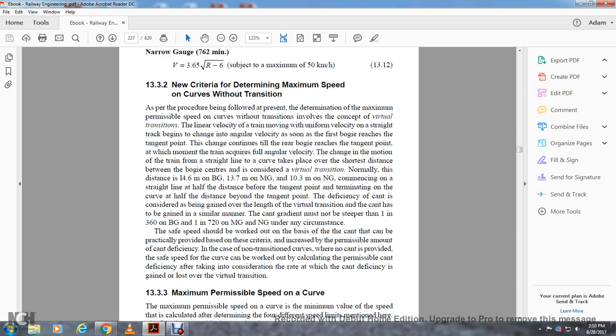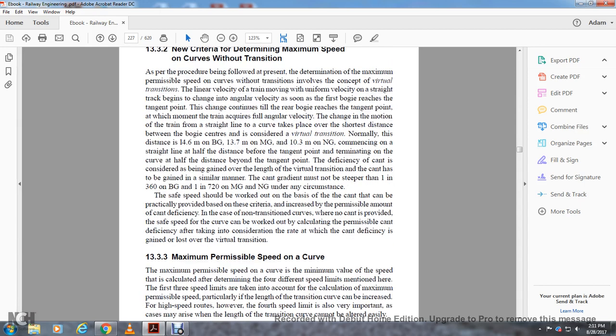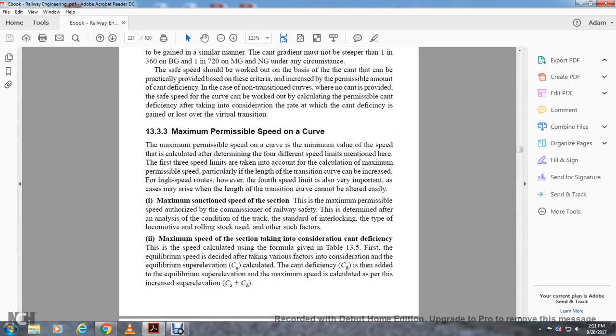The cant gradient must not be steeper than 1 in 360 for broad gauge and 1 in 720 for meter gauge and narrow gauge. Under any circumstance, the safe speed should be worked out on the basis of the cant that can be provided, and on the basis of these criteria, the permissible amount of cant deficiency. In the case of a non-transitional curve, there is no cant provided with the safe speed, but the curve can be worked out by calculating permissible cant deficiencies after taking into consideration the rate at which cant deficiency is gained or lost over the virtual transition.